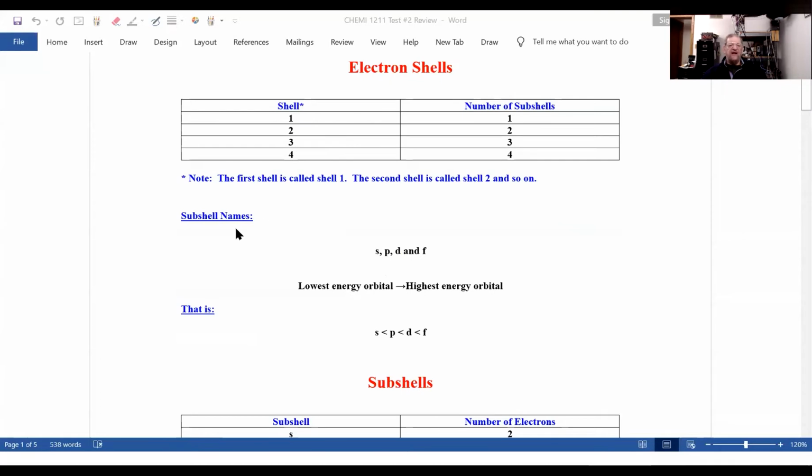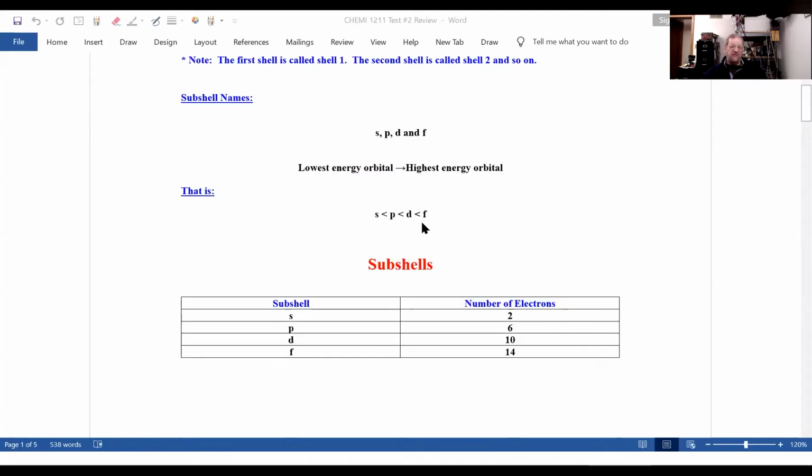Now, subshell names, part of it is S, P, D, and F. And it goes from S is lowest to F is highest energy. And these are orbitals or subshells. And here I have the same thing. Now, subshell S can have a maximum of 2 electrons, P, 6 electrons, D, 10 electrons, F, 14 electrons.